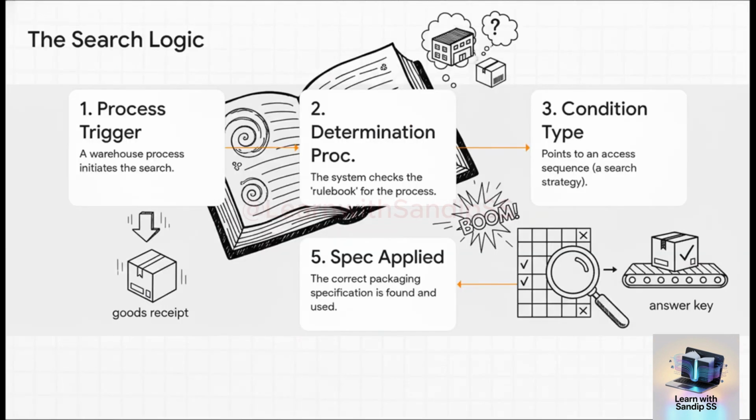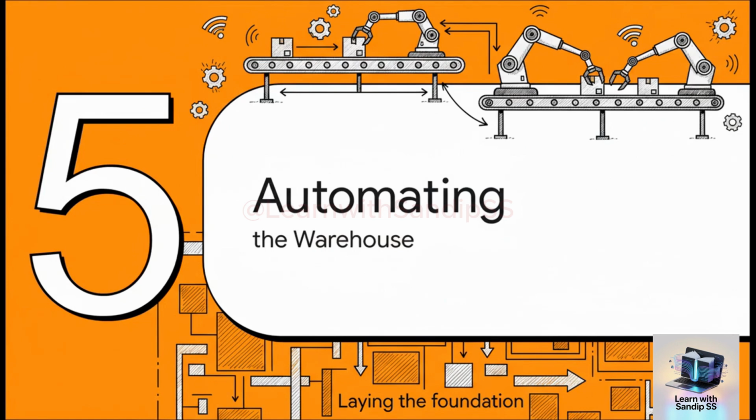It uses something called the condition technique. So first, a process like receiving goods kicks off a search. The system then looks at its master rulebook, which is called the determination procedure. That rulebook tells it what questions to ask. Those are the condition types. Things like, what product is this? Or which warehouse are we in? It then searches for the answer in a condition table, which is like the answer key. And as soon as it finds a match, boom, the right packaging spec is found and applied, all in a split second.